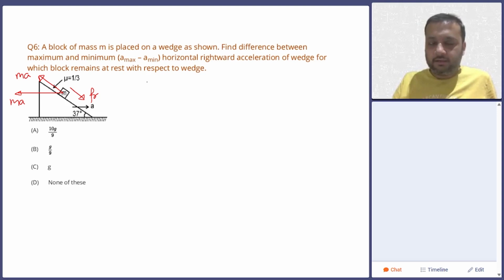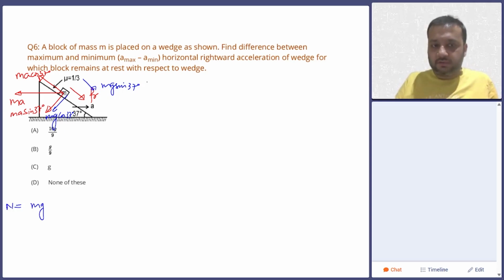Now, apart from this, ma cos 37, there will be a component of ma in this direction also, that is ma sin 37. Apart from this, the usual forces, mg cos theta and mg sin theta, will act. So this will be mg cos 37, and mg sin 37 will act in the downward direction. The normal reaction will act up, and the normal value will be equal to mg cos 37 plus ma sin 37.